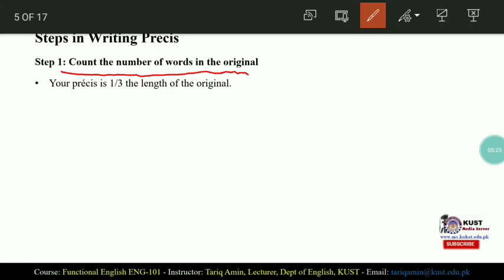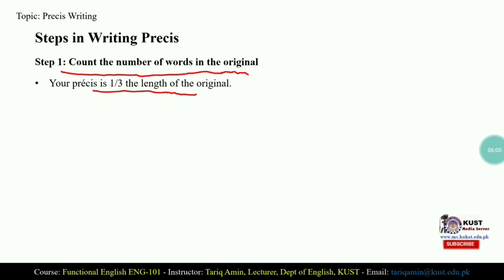Your precis is 1/3 of the length of the original. It means that if there are 9 pages in your text, your precis should be just 3 pages. For example, there are 15 pages in your original piece of writing, so your precis should be 5 pages. It should not be more than 5 pages. Its precis should be 1/3 of the length of the original.